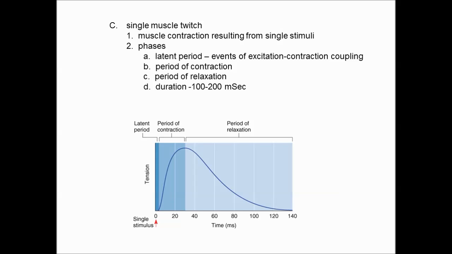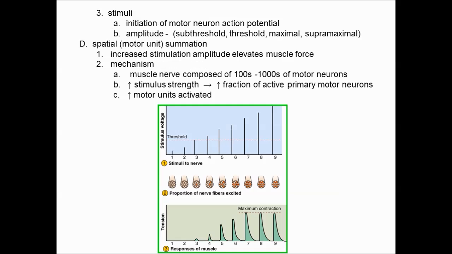So now we're going to move into the control of force. How do we determine how much force a muscle can lift or produce? One way to do it is what we call spatial summation, and this is really the explanation for that phenomenon.